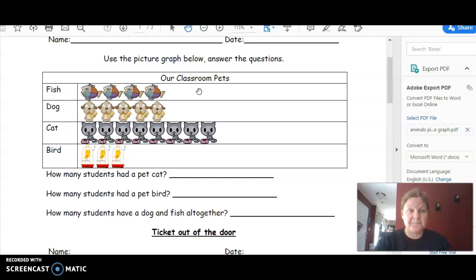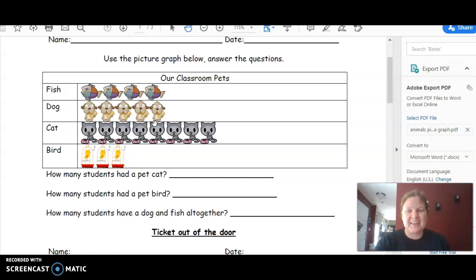What'd you get? Let's see. So fish and dogs. So I'm going to go 1, 2, 3, 4, 5, 6, 7, 8, 9. So 4 plus 5 is 9, right? So 4 and 5 made 9. So if I said how many students have a dog and fish all together, you would say 9 students. All right.